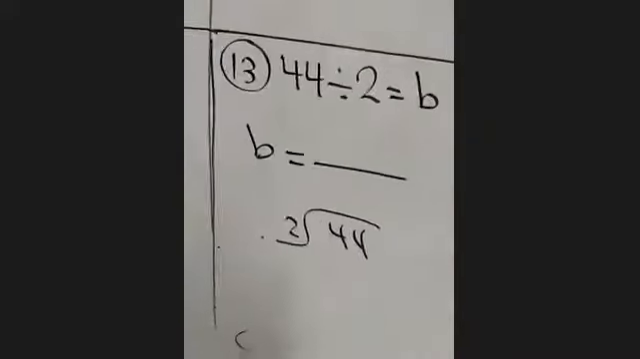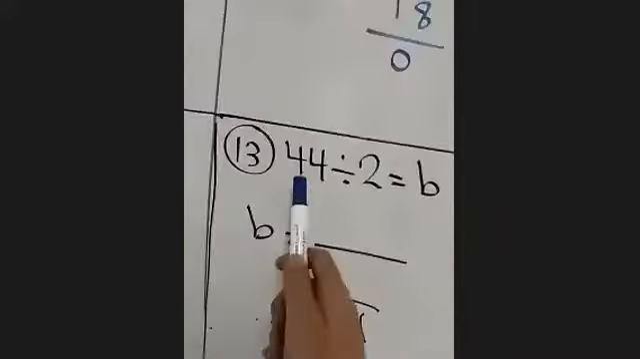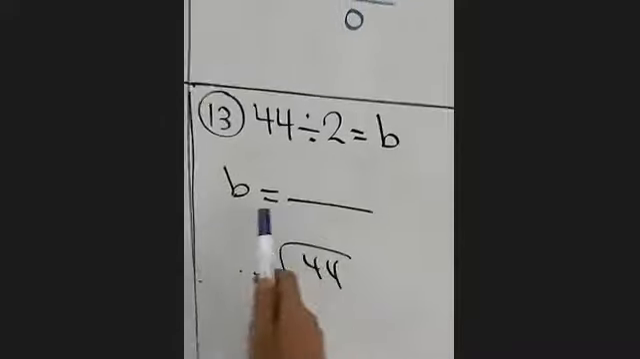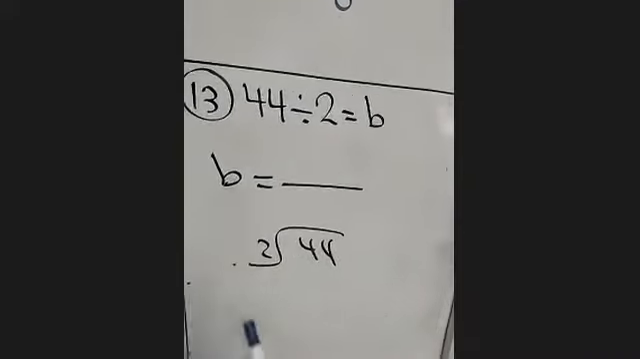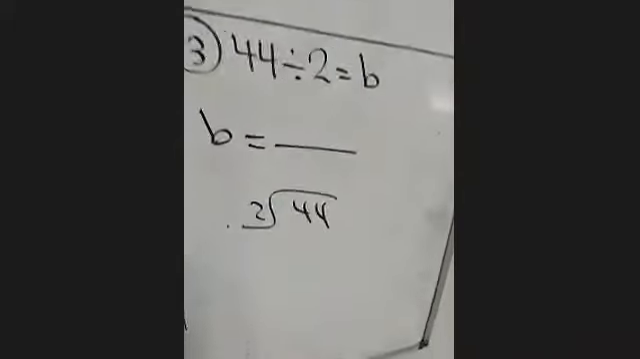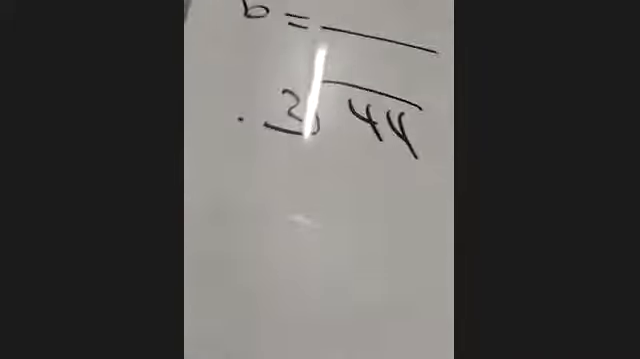Question 13. We have 44 divided by 2 equals b. We need to find the value of b. To find it, we make long division under the question and put the answer here. Yalla, let's divide, Kareem. What do we have here?